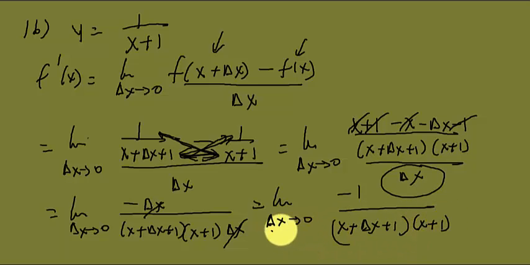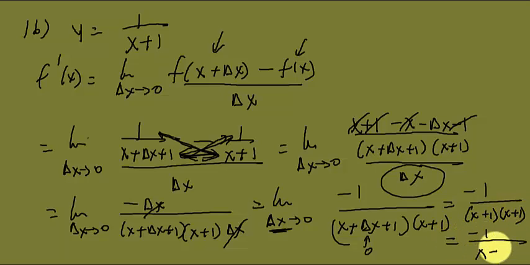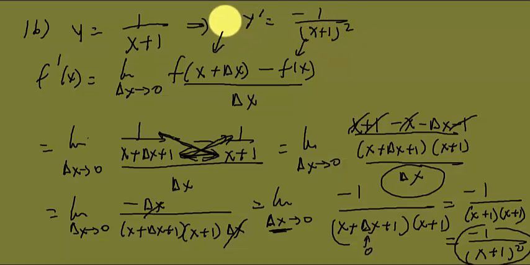Now I can find the limit by substituting 0 right there, and that's going to give me negative 1 on the top. In the bottom, I have x plus 1 times x plus 1, which is the same thing as negative 1 over x plus 1 quantity squared. And that's the slope of this curve, or we call this y prime, equal to negative 1 over x plus 1 quantity squared. This is the slope of this curve at any given point.